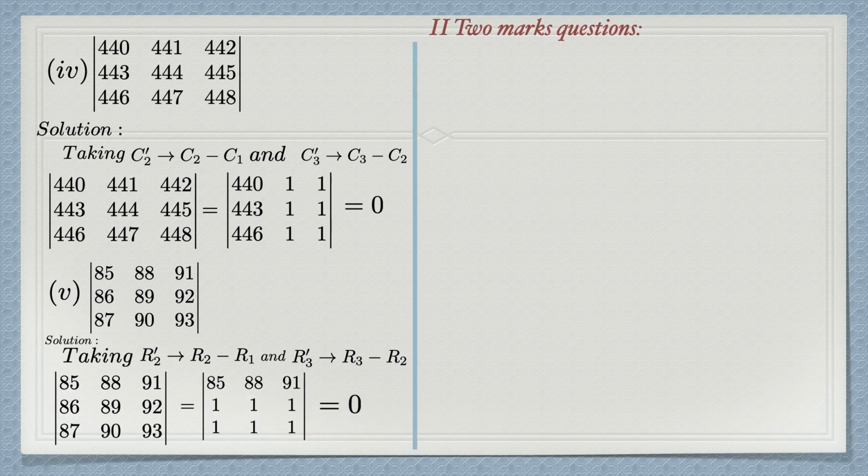Two more questions. Without actual expansion, show that. Previously we expanded. Now without expansion we want to prove or we want to show some condition. That is, LHS is equal to RHS. Some condition they are given.